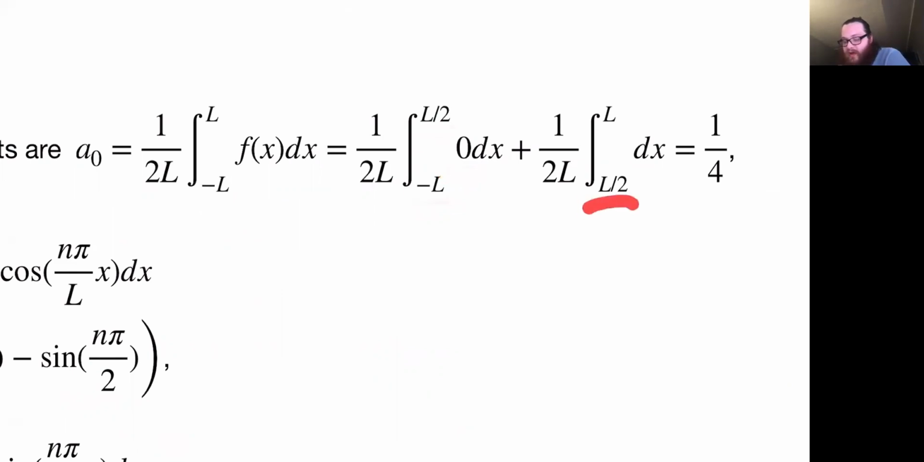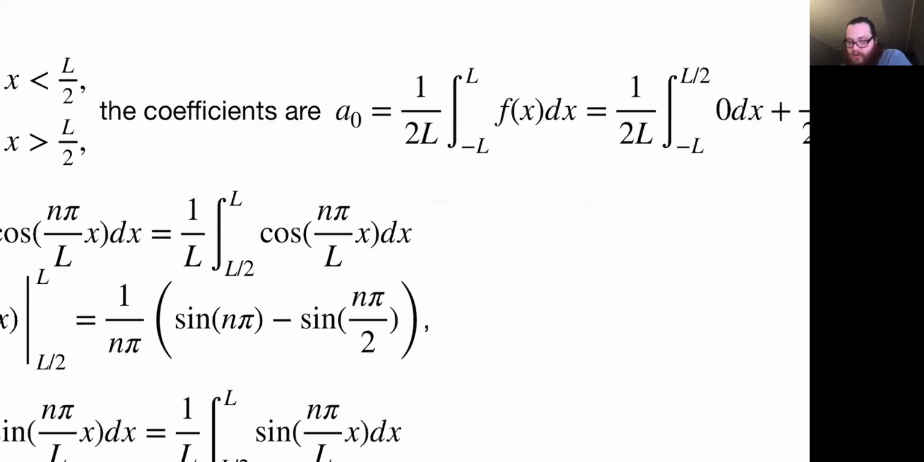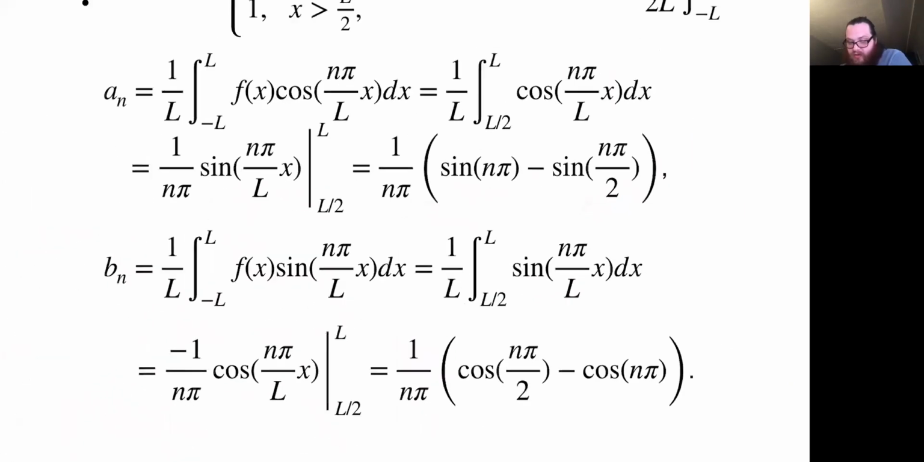Otherwise, we integrate from L over 2 to L and plug in the value of the function. There, the value is 1, okay? And so then this constant term is going to be 1/4. Same thing with the other terms, right?